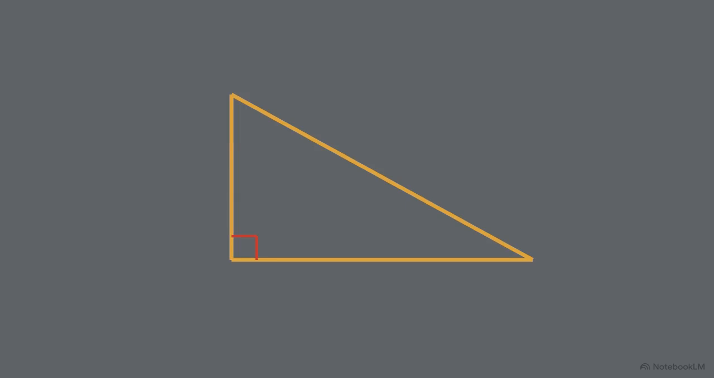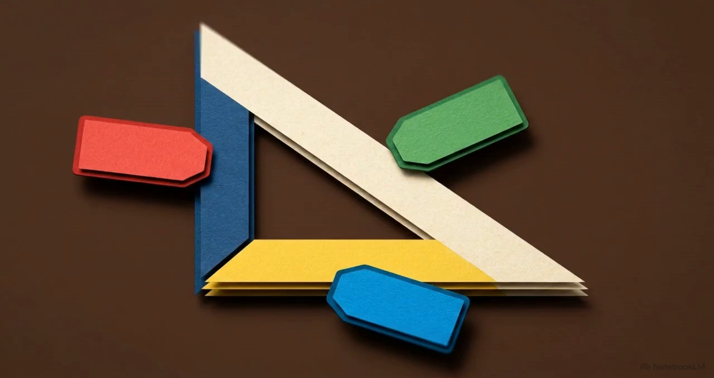We start measuring right here, where the slide meets the dirt. We call this corner home base, our anchor point. To understand how this triangle works, we only need to identify the three different sides.